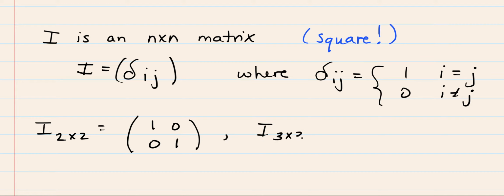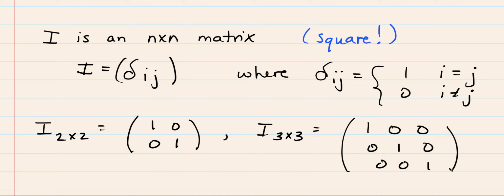The 3 by 3 identity matrix looks like this. And you could go on. You could say the n by n identity matrix has n ones along the diagonal and zeros everywhere else.